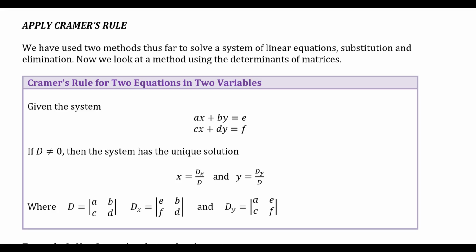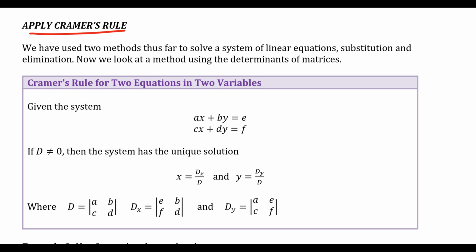So the reason for using determinants of matrices is to solve linear equations. We've already determined how to solve linear equations by substitution and addition, but now let's look at how to do it with determinants. This is called Cramer's rule.